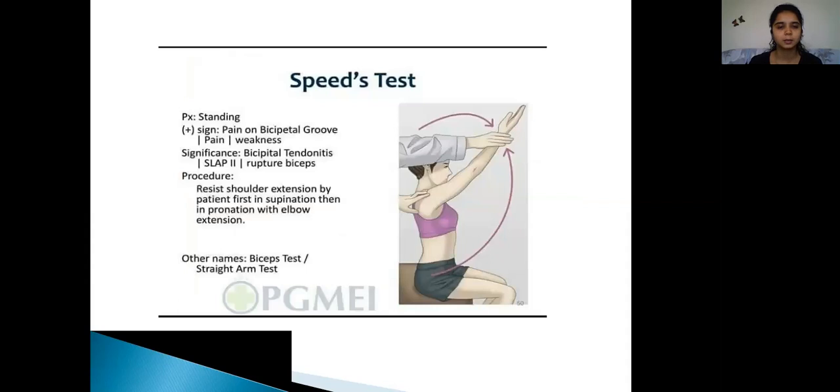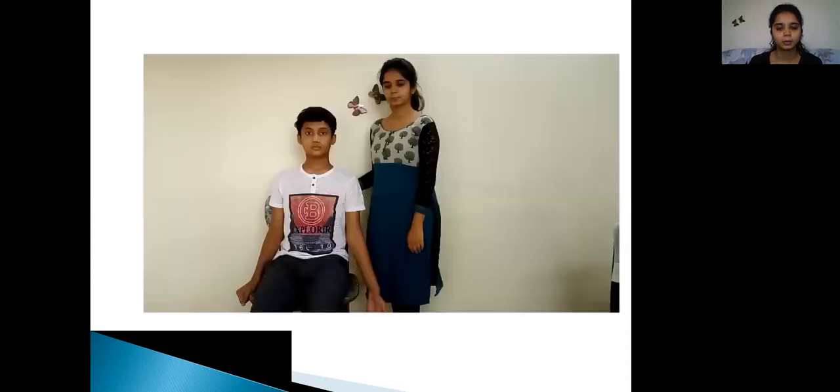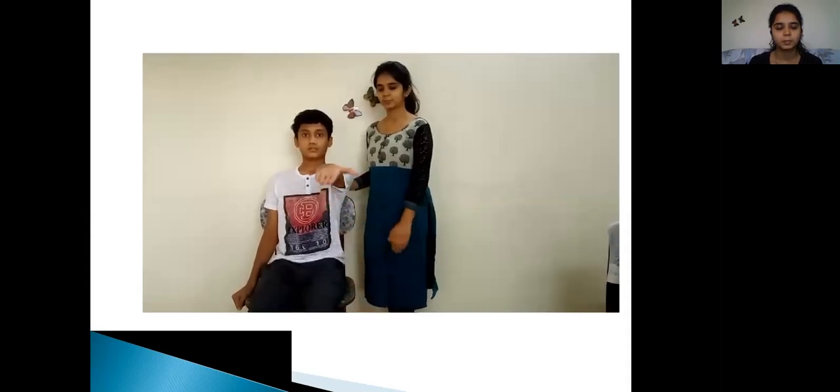Speed's test. Okay, now forward flexing his arm in supination at 90 degrees, and I'm telling him to resist the downward force.